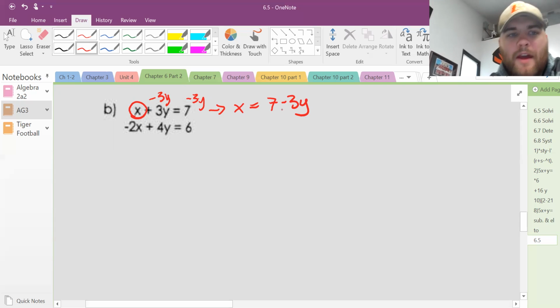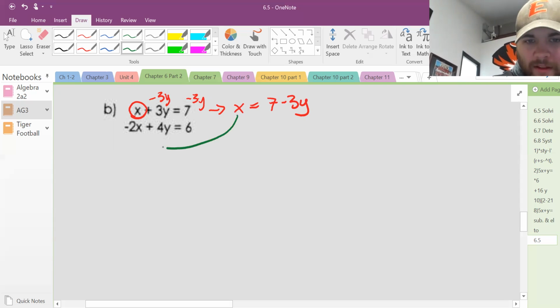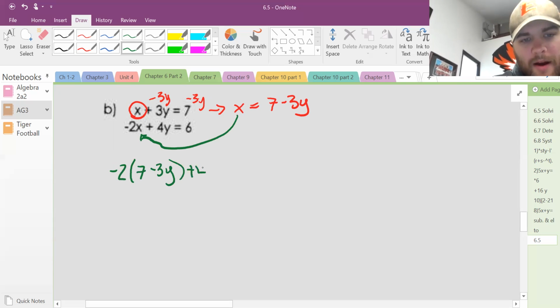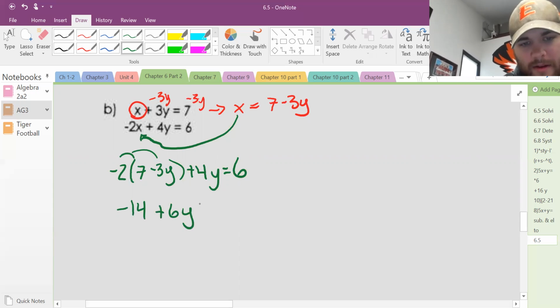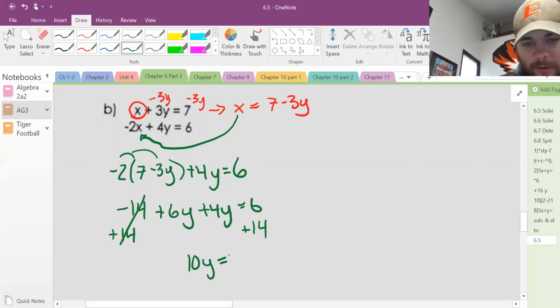Okay, so now I'll switch colors. I want to plug that back into the equation I have not touched yet and solve for y. So we get minus 2, parentheses, 7 minus 3y, plus 4y equals 6. We got to distribute again and rewrite. So I get negative 14 plus 6y plus 4y equals 6. Add 14, we get 10y equals 20, and y is going to be 2.